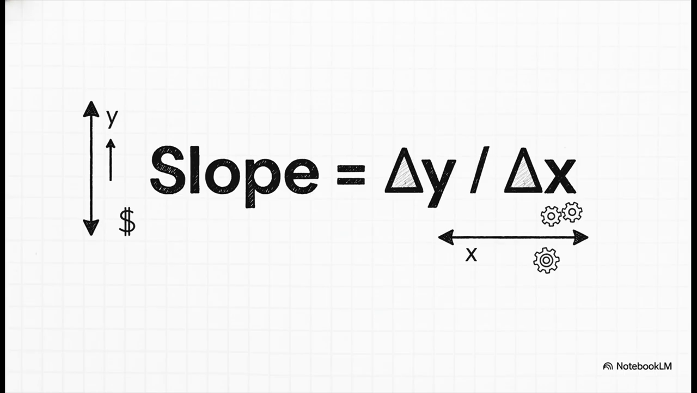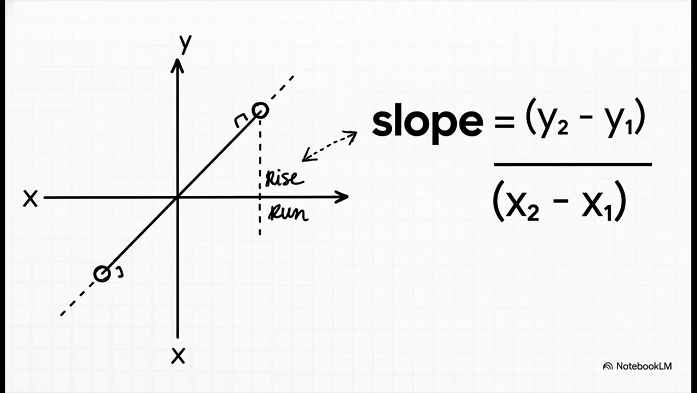Now, in business, we usually put our outcome, the thing we're trying to measure, like total cost or sales revenue, on the vertical y-axis. And we put our input, the thing we're controlling, like units produced or marketing dollars, on the horizontal x-axis. So what this formula is really saying is, how much does our outcome change for every 1 unit change in our input? And this is how we actually do the calculation.